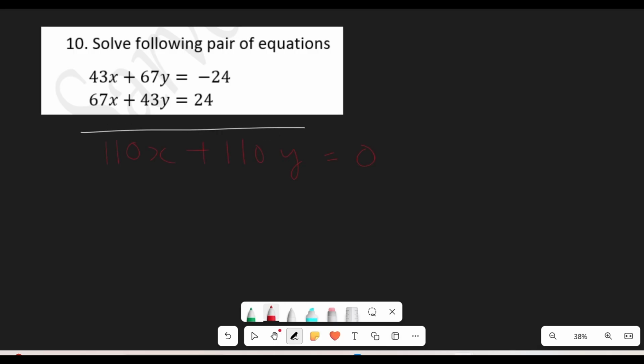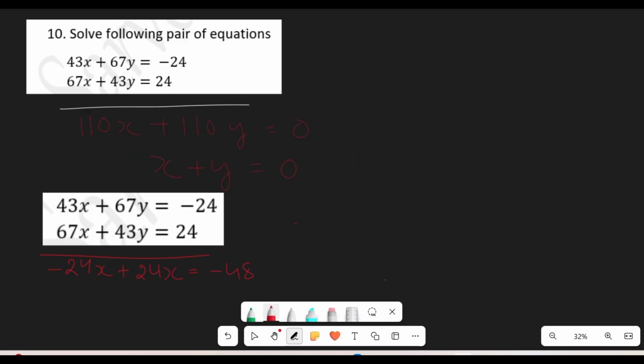My coefficients of both x and y became equal, and I can take 110 on the other side. See what I am getting. I am getting x plus y is equal to 0. Now let's subtract these equations. If I subtract these equations, this is what I am getting. Again, the coefficients of x and y are the same but with opposite signs. Now I can take 24 common and take it on the other side. The simplified equation is minus x plus y equal to minus 2.